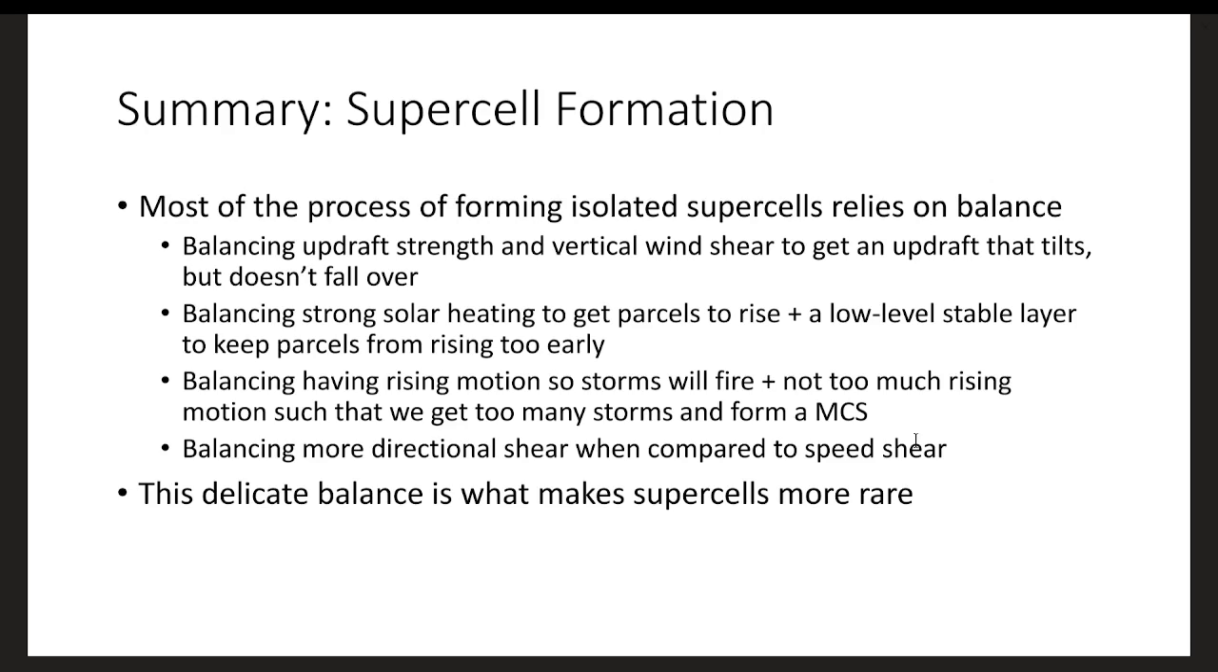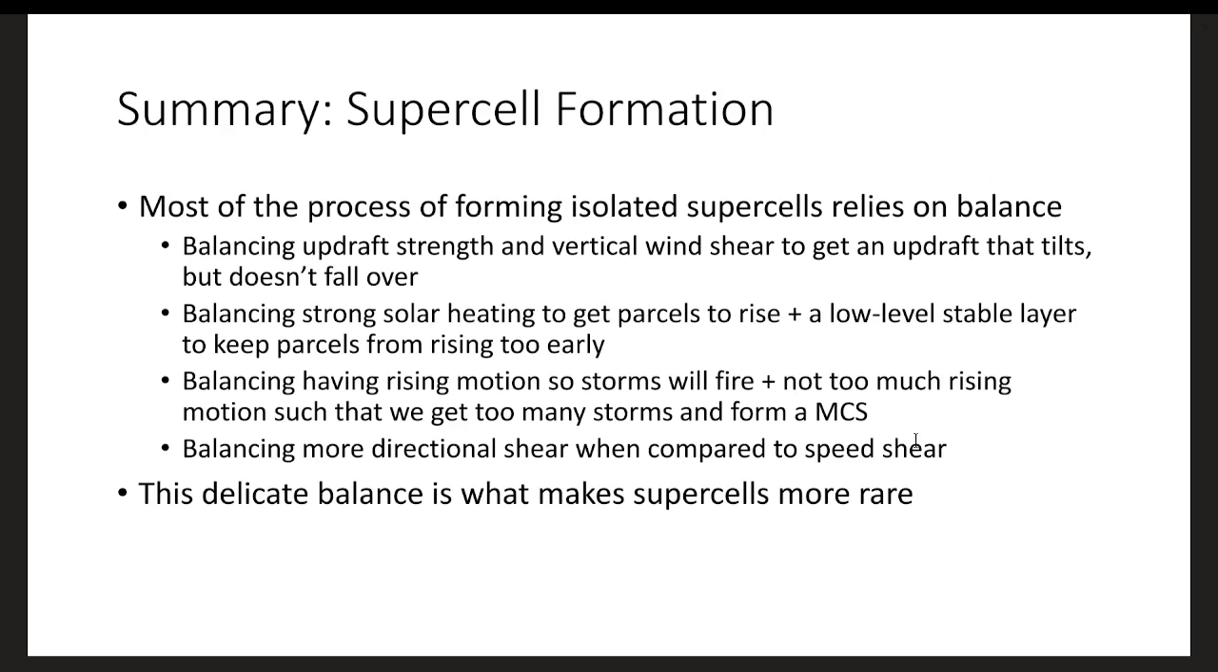You need to balance your solar heating with low-level stable air to stop the parcels from rising too early. So you create that loaded gun sounding where the energy builds up throughout the day and then they fire off at the right timing. Then you want to balance having your rising motion so storms will fire, but not so much rising motion that you get too many storms and form an MCS. Right, so this is like the cold front example. Yes, you can get supercells at a cold front, but you also can get an MCS at a cold front depending on the wind orientation and how many storms form, and if those storms bleed into each other.